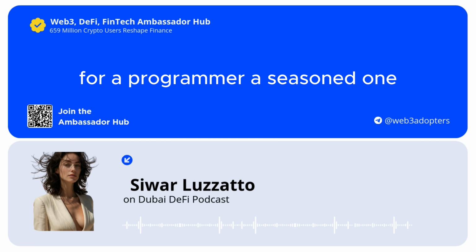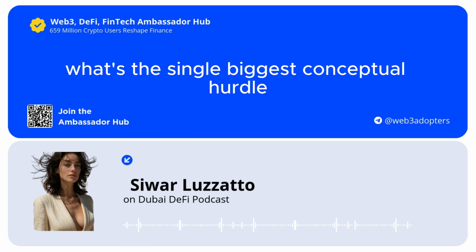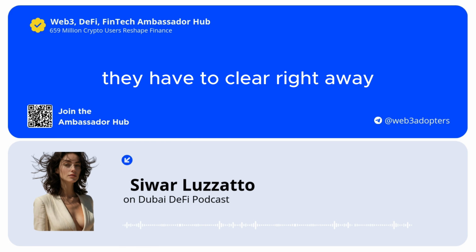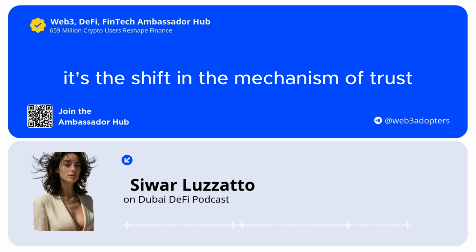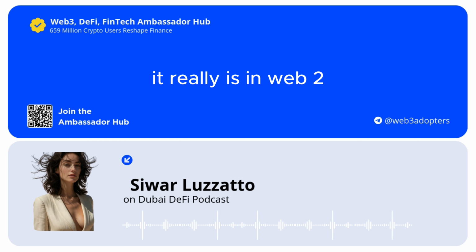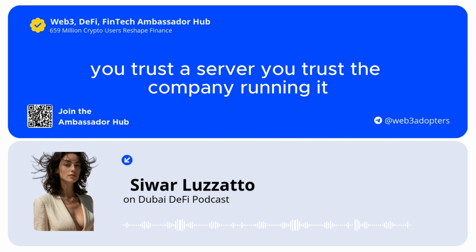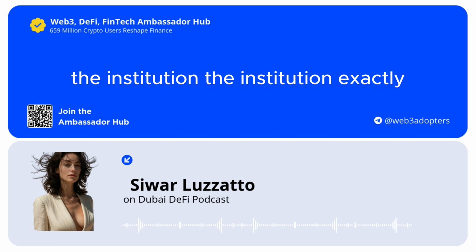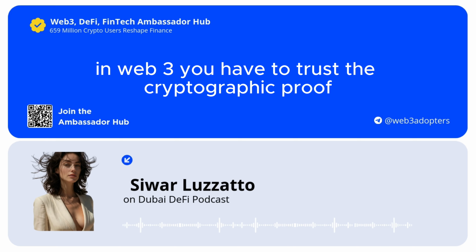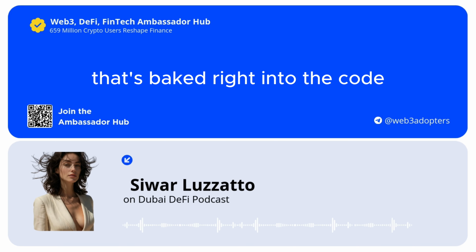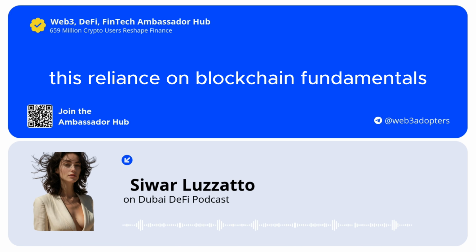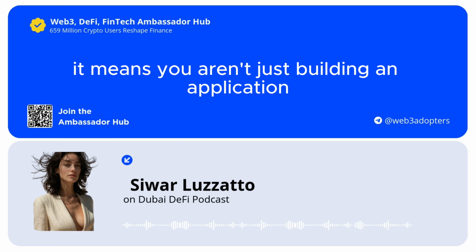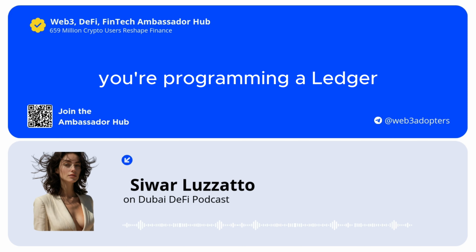For a programmer, a seasoned one, what's the single biggest conceptual hurdle they have to clear right away? It's the shift in the mechanism of trust. It really is. In Web 2, you trust a server, you trust the company running it. The institution. The institution, exactly. In Web 3, you have to trust the cryptographic proof that's baked right into the code. This reliance on blockchain fundamentals means you aren't just building an application, you're programming a ledger.